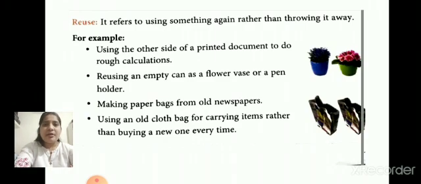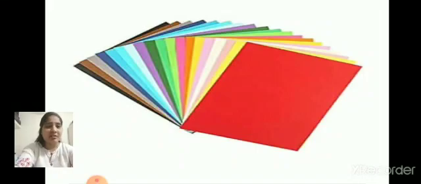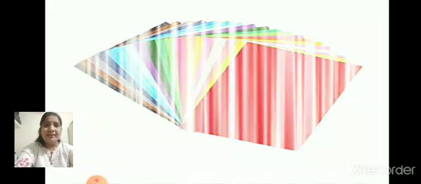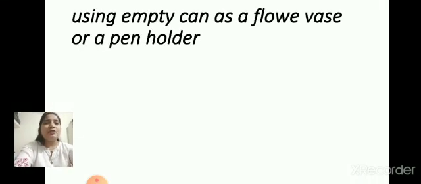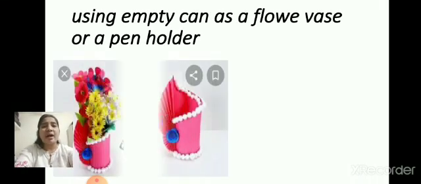For example, using the other side of a printed document to do rough calculations, as you can see in the picture. Sometimes if a book is of no use, or has no space left, we take the next part and reuse it. Using an empty can as a flower vase or a pen holder.